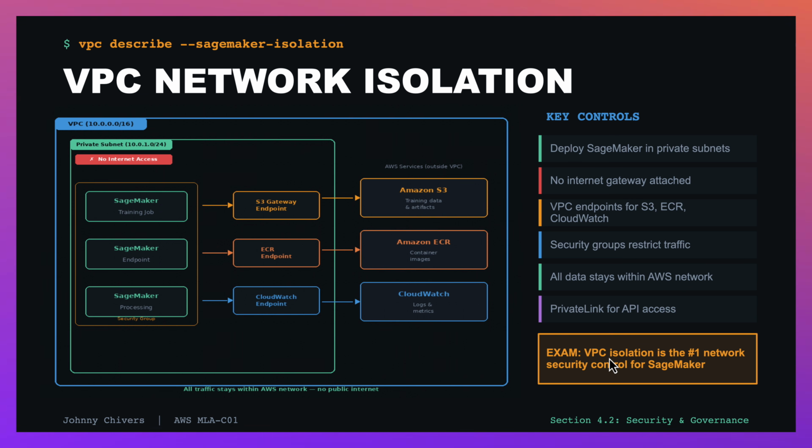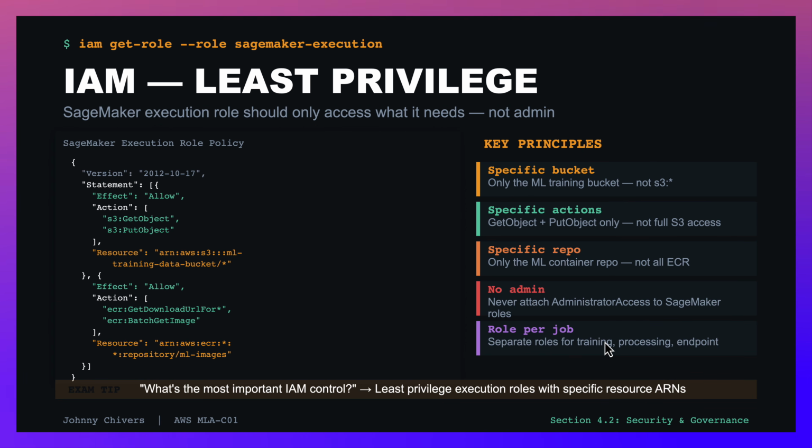Exam tip, VPC isolation is number one for network security control of SageMaker. This is a question that comes up in the exam a lot. Can I isolate my resources away from the internet? And the answer is yes. In SageMaker, I can use VPC isolation.